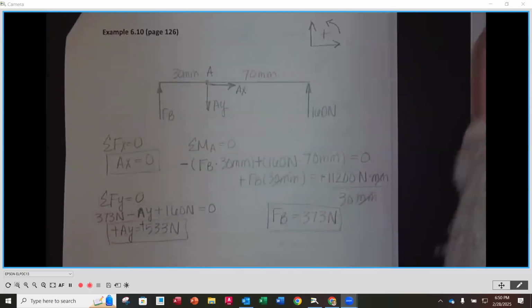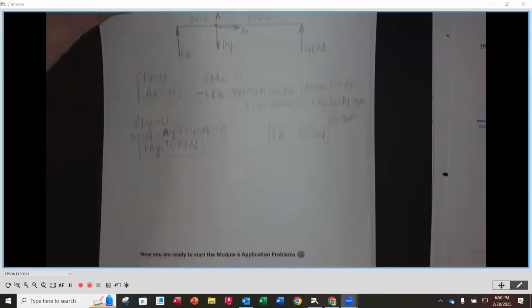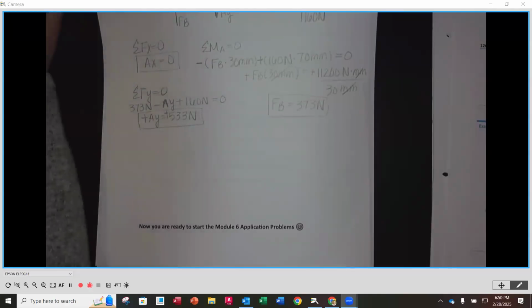So now that you have completed all of the problems in our guided notes, we would be ready then to start looking at the application problems, as it states down here, for Module 6. So I'm going to stop here, and then we'll resume another video, just going over the overview of the actual application problems.